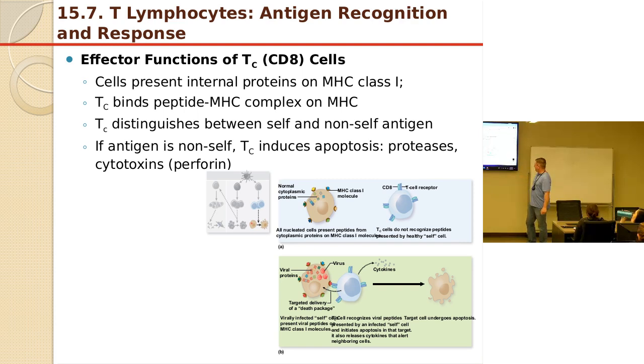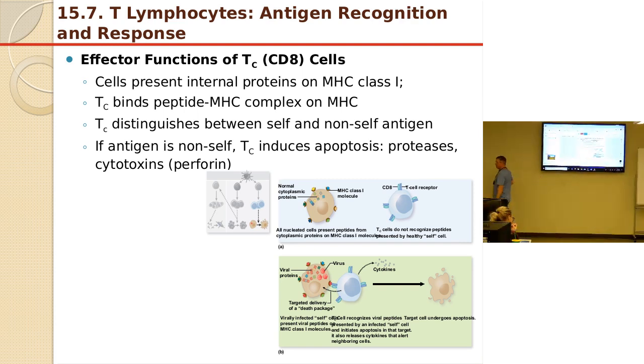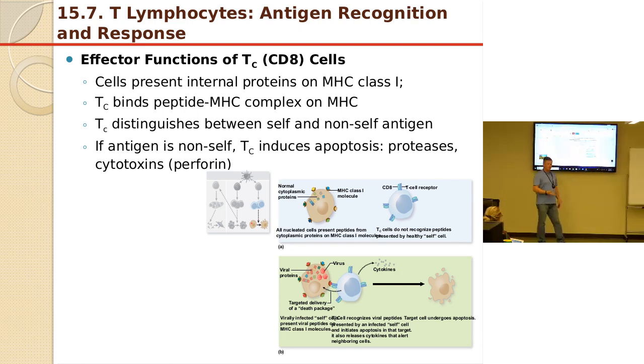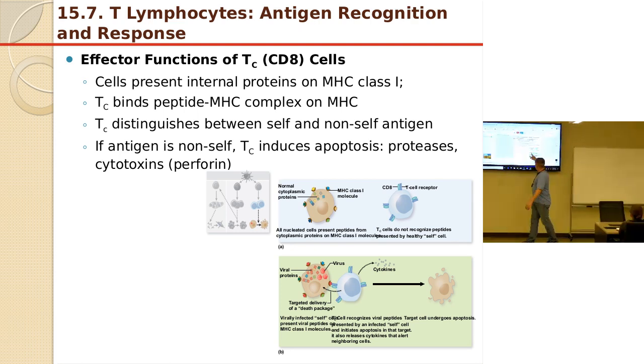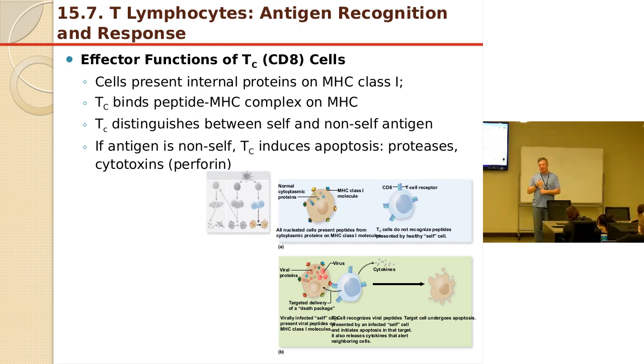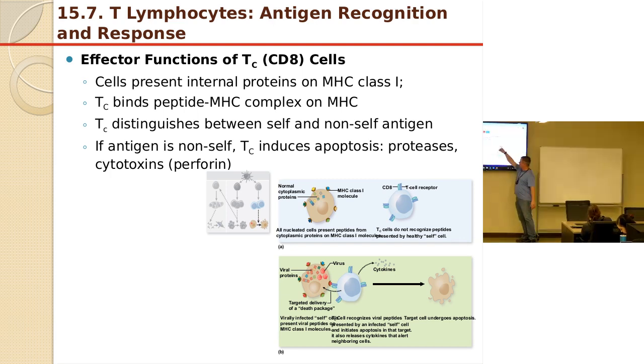So CD8s, once they recognize that MHC class 1, are going to be able to distinguish between self and non-self by that co-stimulation signal. And then if it does recognize that the antigen is non-self, the T cell is going to induce apoptosis through two major roles, proteases. So again, it ends in -ase. It's an enzyme that chews up proteins.